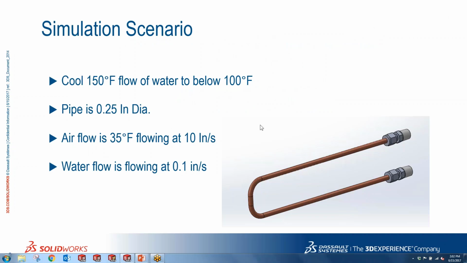As you see here on the screen, we've got a simple copper tube heat exchanger. We're going to be trying to cool some water that starts out at 150 degrees, and we're going to try to get it below 100 degrees. Our pipe diameter is just 1/4 inch, and what we're cooling it with is air flowing over it at 35 degrees Fahrenheit, and we have a flow rate for both our air and water.